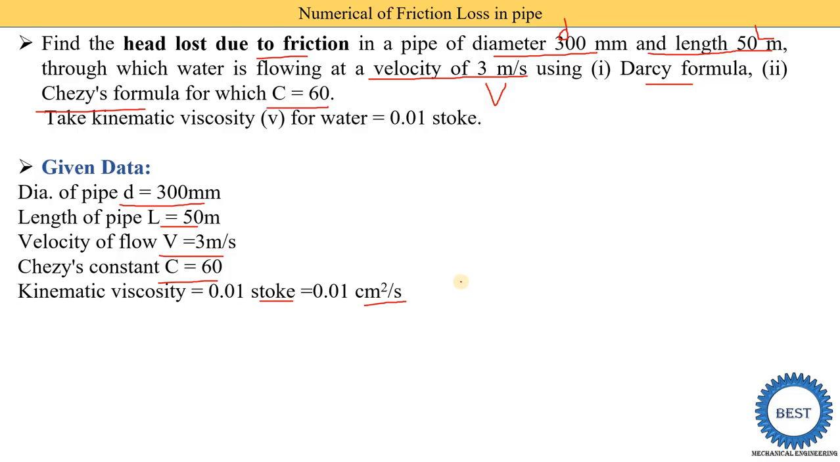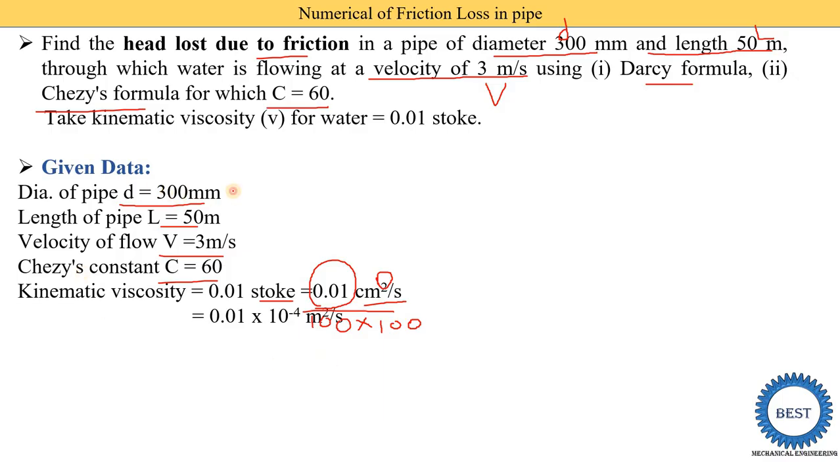So we know that 100 centimeter is equal to 1 meter, okay, and the meter is the larger unit. So we need to divide this 0.01 by 100 into 100. Why? Because 100 centimeter is equal to 1 meter, and here the unit is centimeter square. So we need to divide by 100, again divided by 100. So in short, it is also written as 0.01 into 10 raised to minus 4 meter square per second.